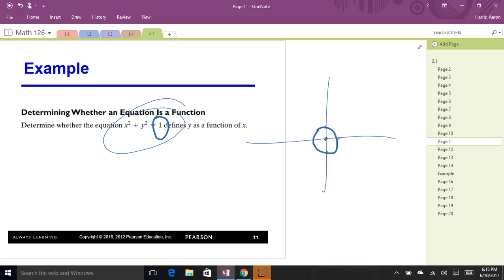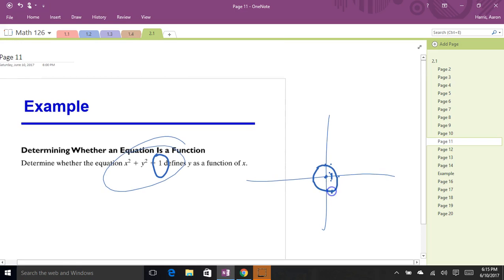Now, for each x, is there one y? Well, let's pick an x of, let's say, a half here. If I look at an x of a half, you notice there's a y up here, and there's a y right down here as well. Okay, so it is not a function.